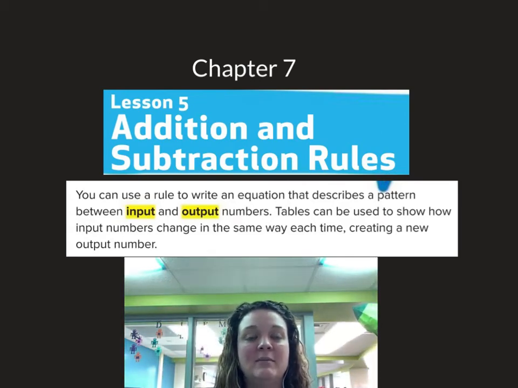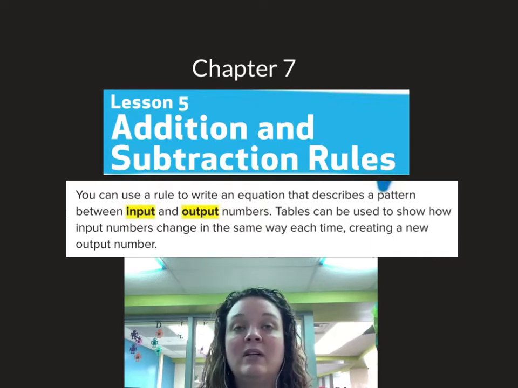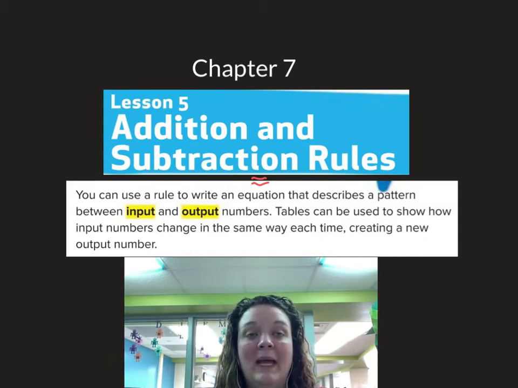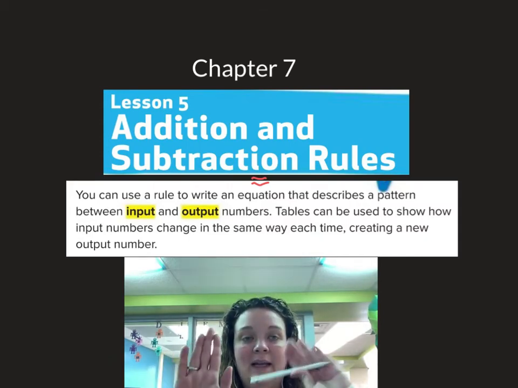Today we're going to be talking about addition and subtraction rules. So you can use a rule to write an equation. Now, we've been talking about expressions which don't have an equal sign. Equations do have an equal sign, and that describes a pattern between input and output.